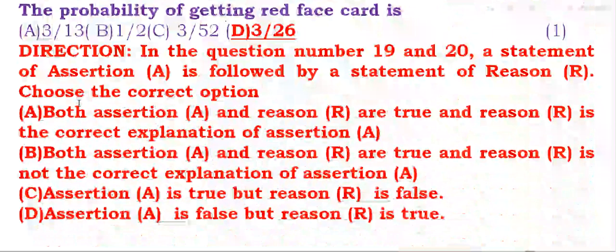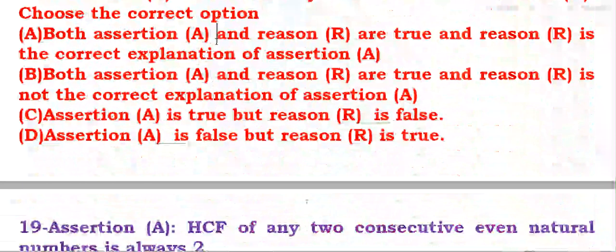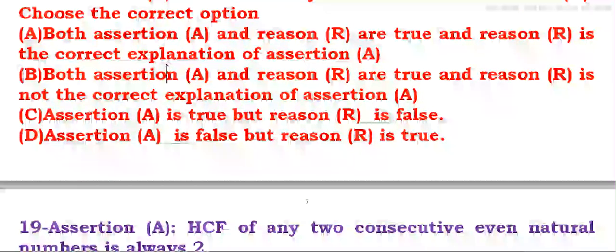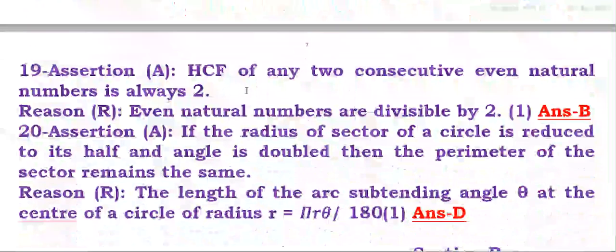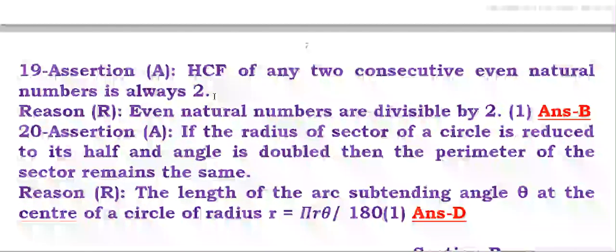These are the assertion and reason questions. If both are correct and the reason is the correct explanation, then the choice will be A. Both are correct but the reason is not the correct explanation, then B. A true, R false, C, and A false, R true, D. HCF of 2 consecutive even numbers is always 2. This is quite correct. Even natural numbers are divisible by 2. It is also correct. But HCF is always not 2.